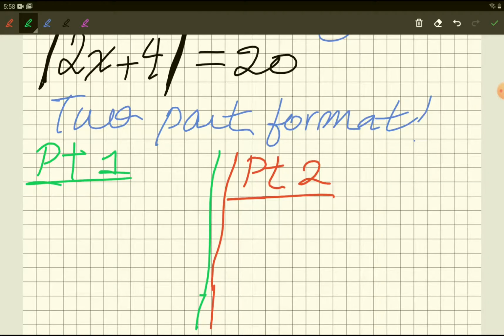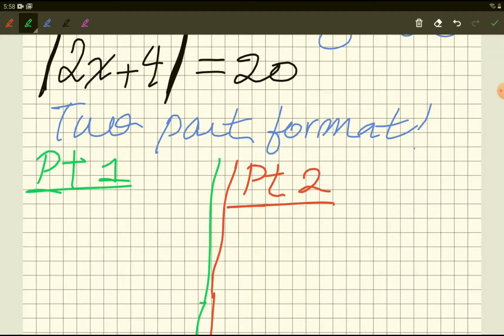So I'm going to set up my part 1. Really, really simple. Remember, everything stays the same, except I strip those bars. Okay, 2x plus 4 equals 20. Right-hand side, remember, everything stays the same, except that this number becomes negative.